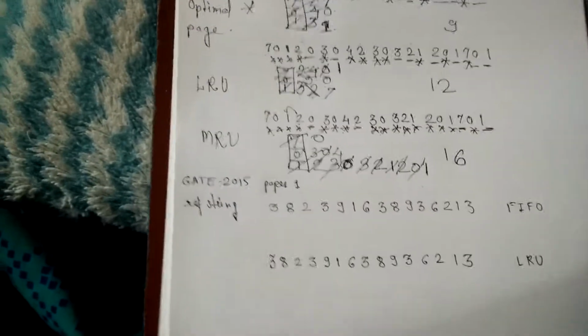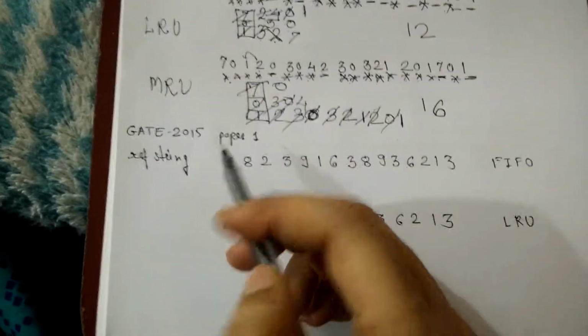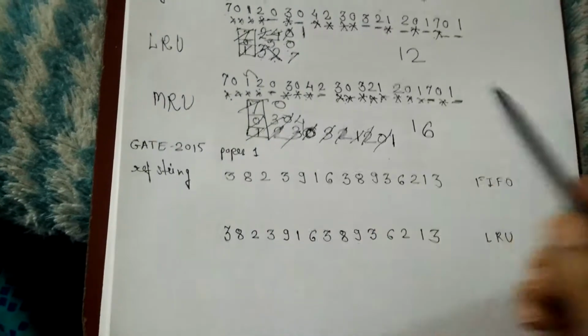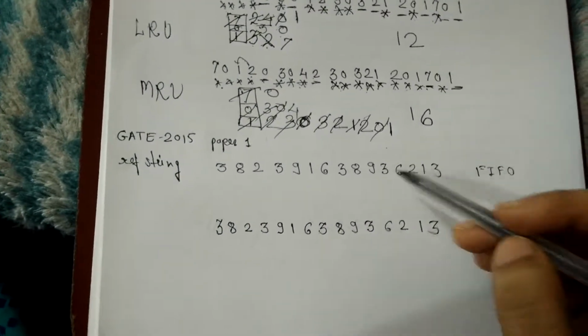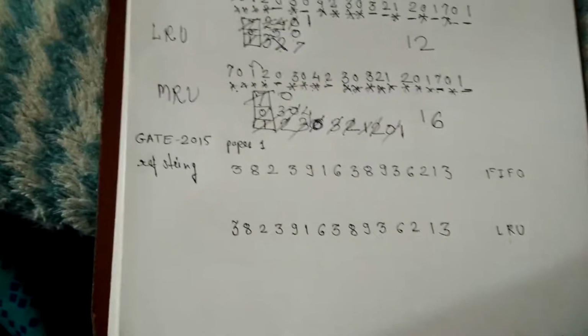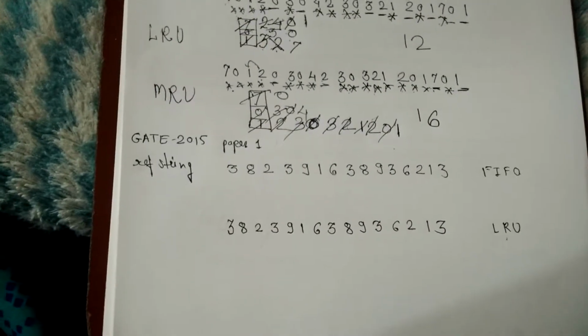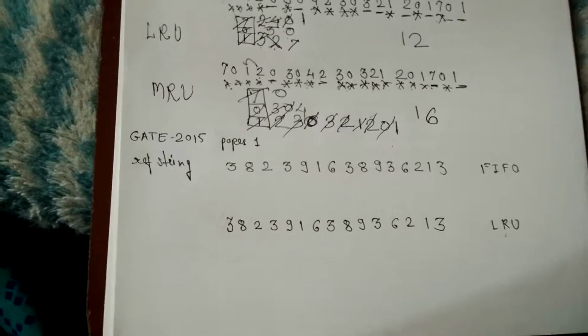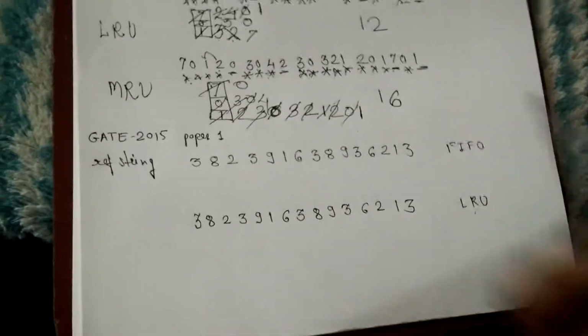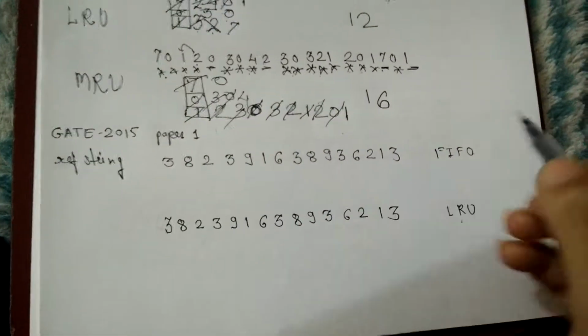Okay, now let us take one example that has been asked in the GATE 2015 paper 1. The reference string is given and they asked whether the number of page faults in first in first out and least recently used is the same or not. Now what we have to find out is, first the number of page faults, and then the difference between them, whether both have the same number of page faults or not. The number of frames given over here is 5.